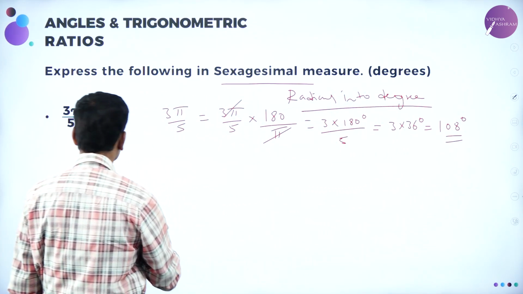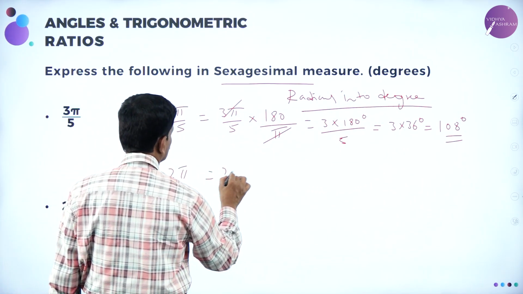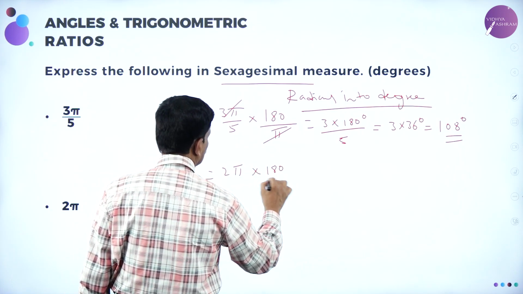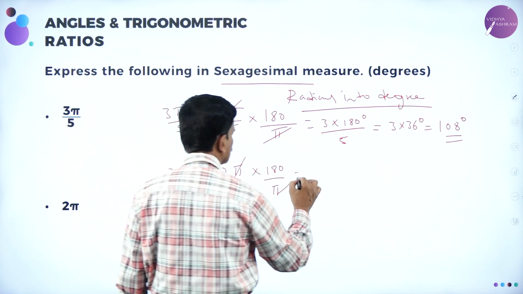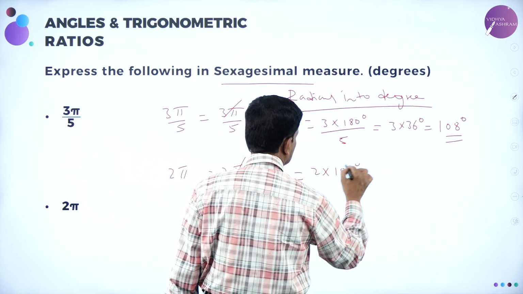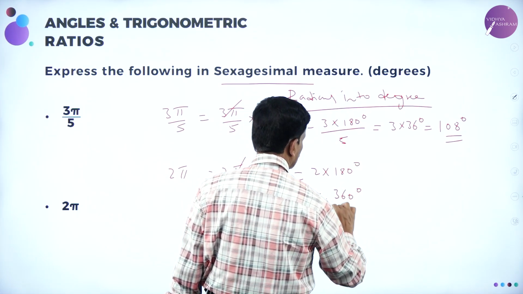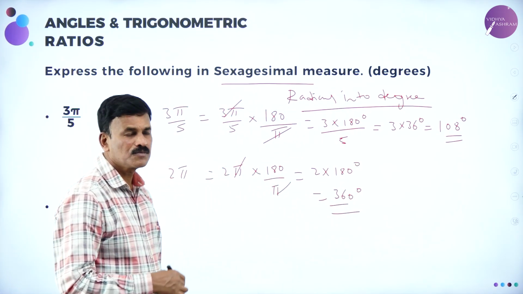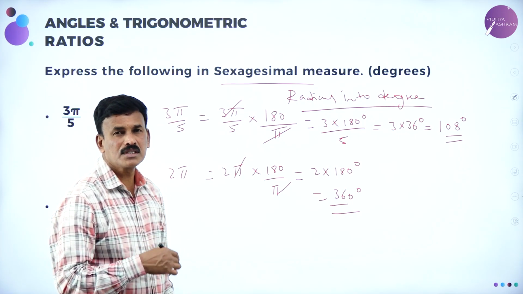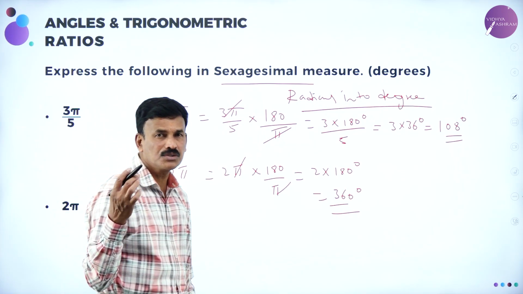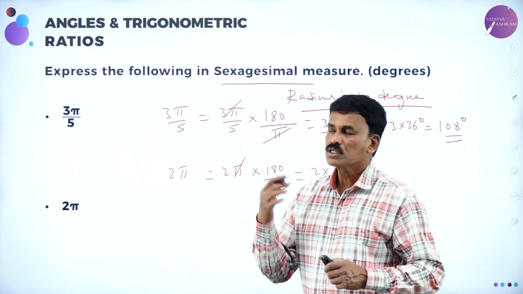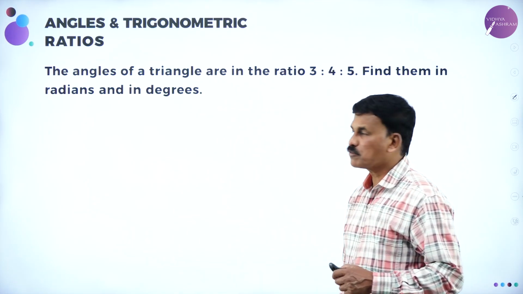Now, similarly 2 pi. 2 pi into 180 divided by pi. Pi gets cancelled. 2 into 180 degrees. That's equal to 360 degrees. Right. So, this is how we are going to convert degrees into radians and radians into degrees. Hope you got an idea. Now, let us come to the next set of problems.